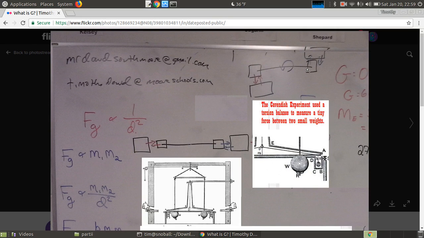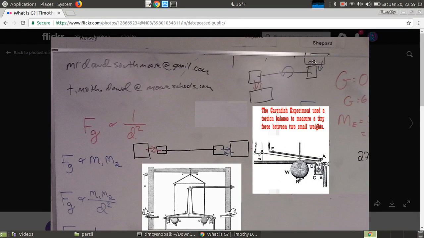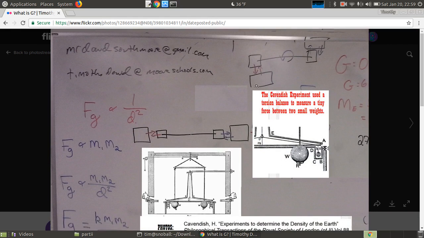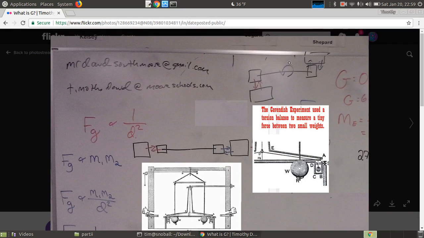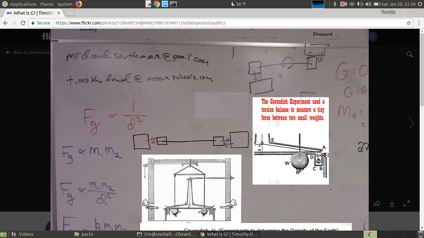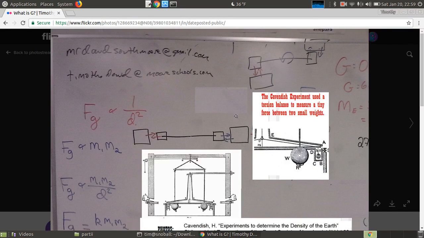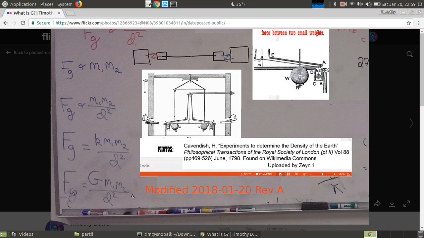The interesting thing happens when you move the two outside weights. If you arrange it like this, force of gravity is up, this force of gravity is down, and that causes the stick to twist. How much it twists tells you how big the force is. And that's how Cavendish was able to get a measurement for the gravitational constant. Now we can use this equation.